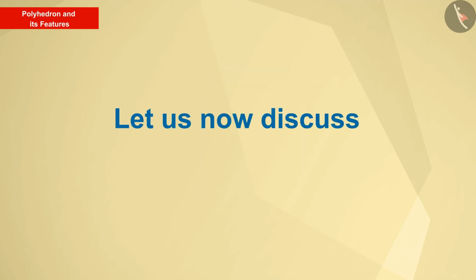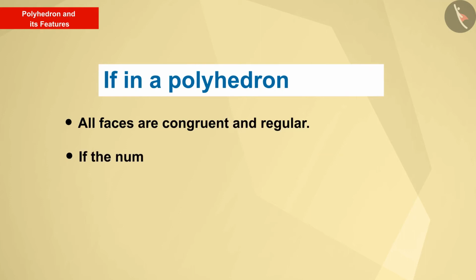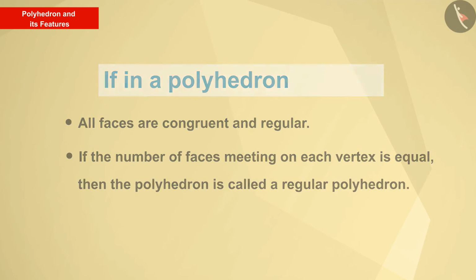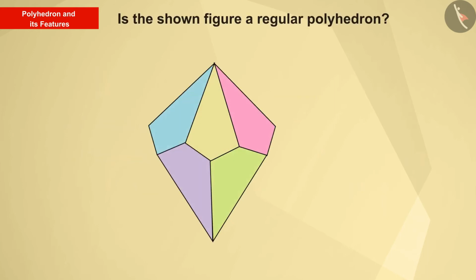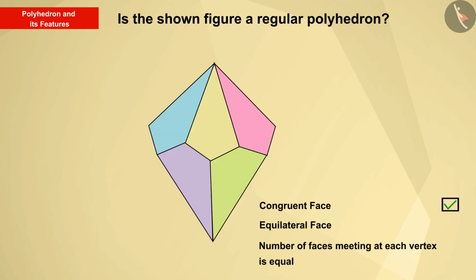Let us now discuss regular polyhedrons. If in a polyhedron all faces are congruent and regular, and the number of faces meeting on each vertex is equal, then the polyhedron is called a regular polyhedron. Now the question is, is the shown figure a regular polyhedron? As we can see, all the faces of the shape are congruent but not equilateral. Is the number of faces at each vertex equal?